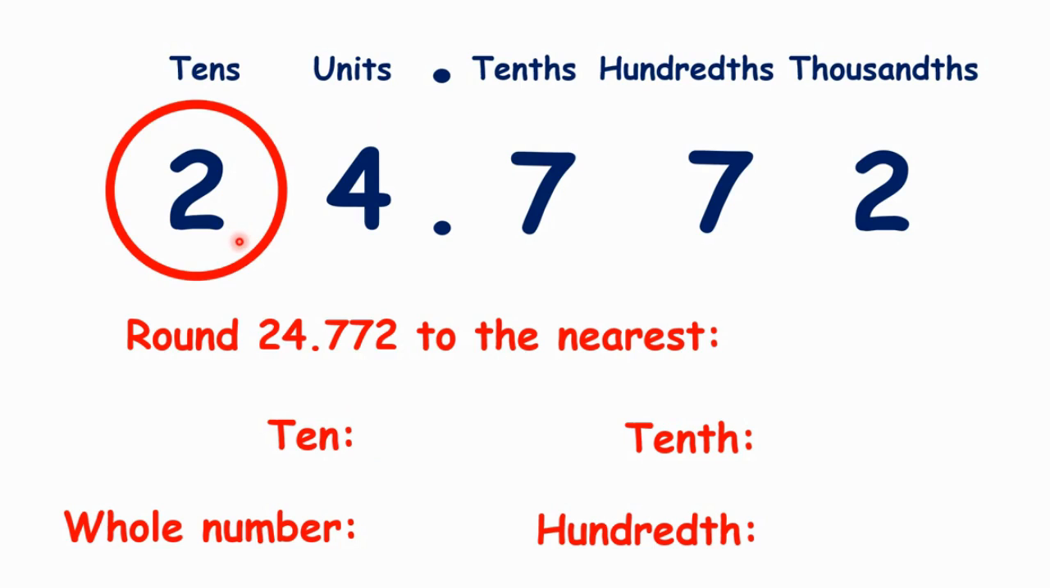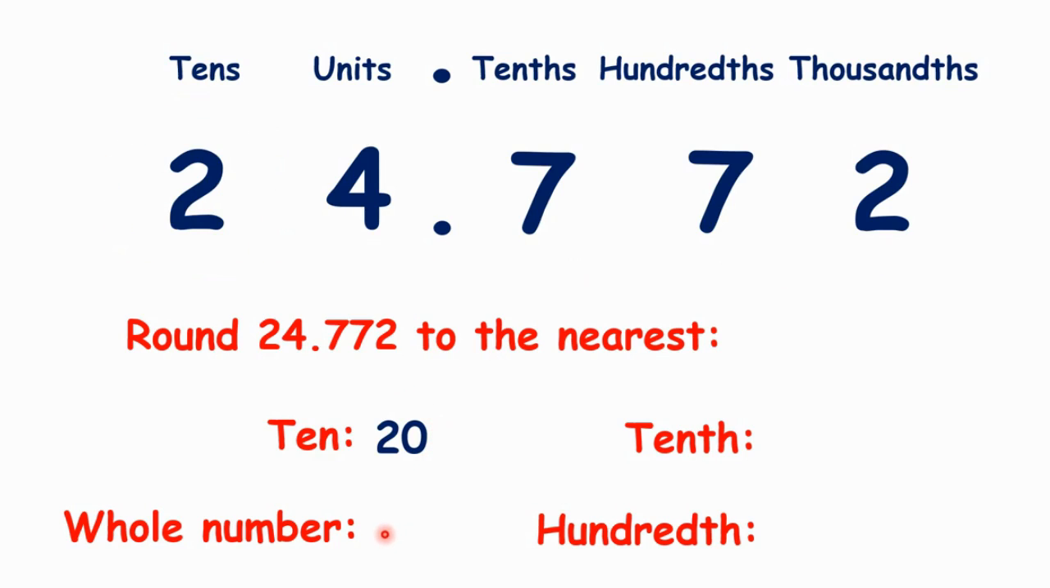We find our tens, then look across to our units, and because it's a 4, we know that we're rounding down. So 24.772 rounds to 20, because we know that digits to the right turn into zeros, but we don't need to write 20.000, we can just write 20.